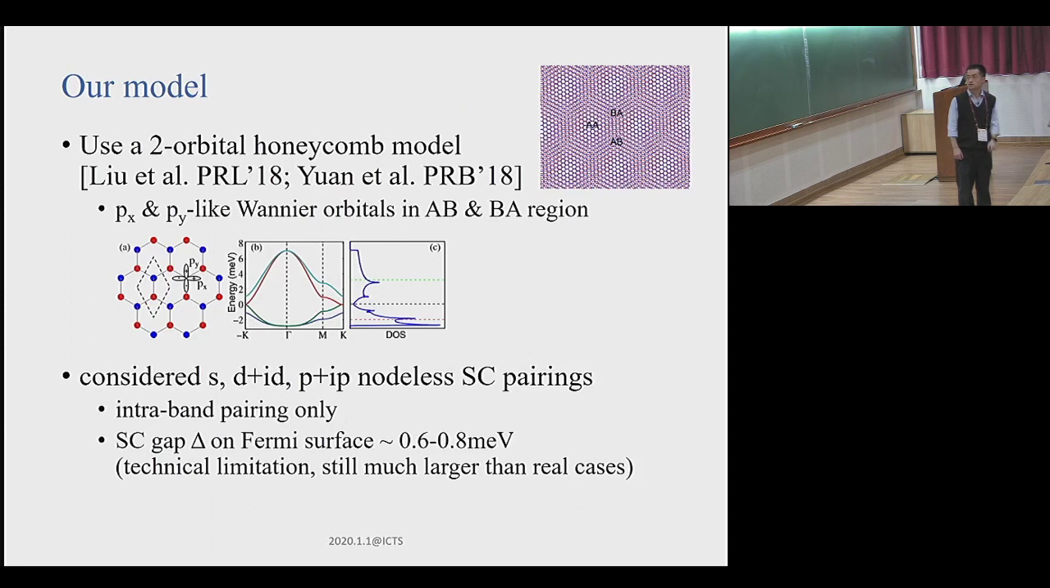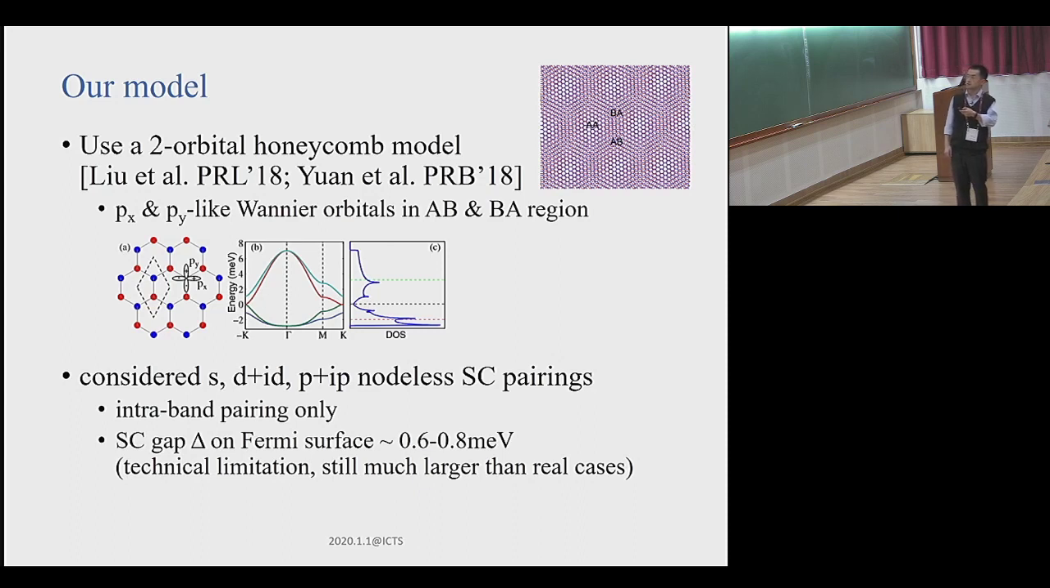So what we did is a very simple calculation, really very simple. So I suppose I can save some time for Subhro for the next talk. We have to use a model for this twisted bilayer graphene flat Moiré band. Unfortunately, there are many models around. We chose this two-orbital honeycomb model.